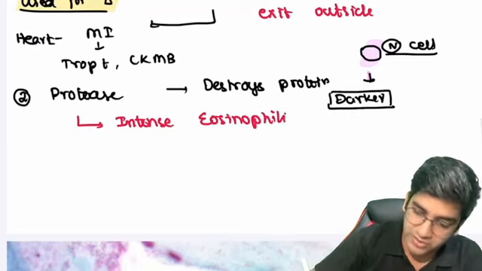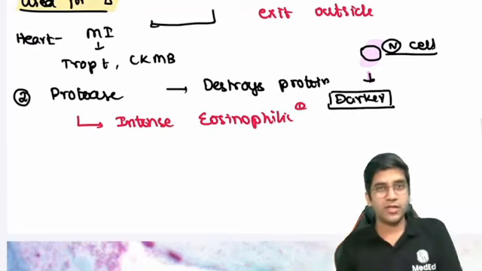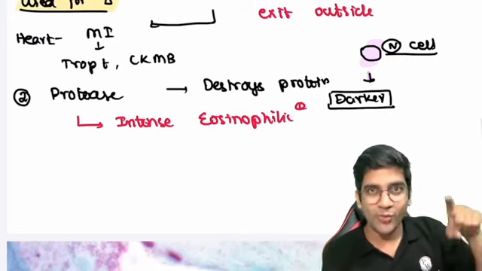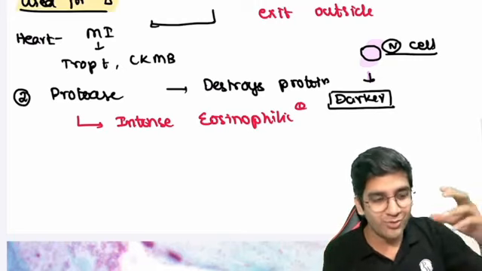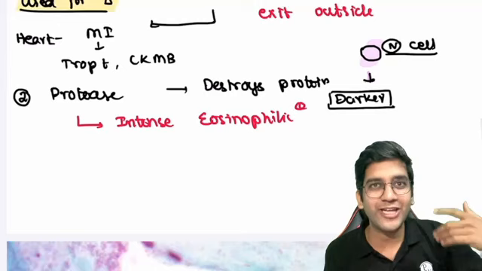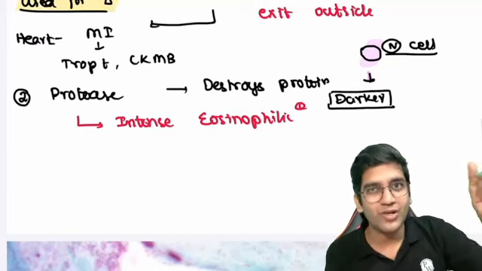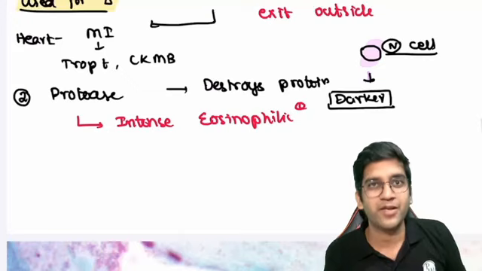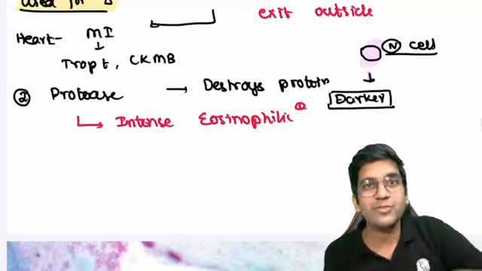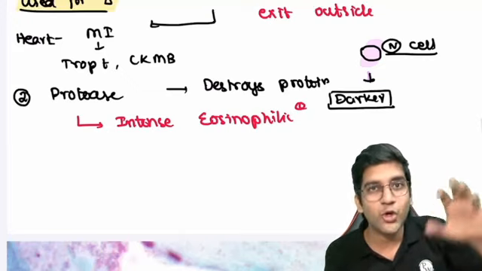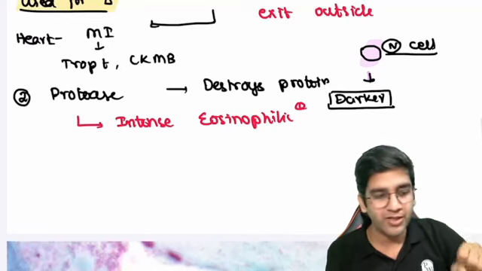It becomes intensely eosinophilic. Remember, this is a question. When I asked you whether it becomes lighter or darker, almost everyone invariably said it becomes lighter, because in my brain it's always there. Once it is destroyed, it becomes light. But protein, when it's destroyed, it precipitates. Precipitate or coagulum is always darker, right?